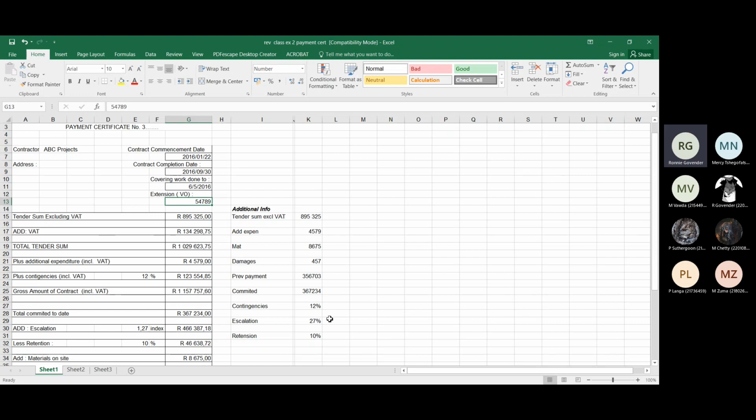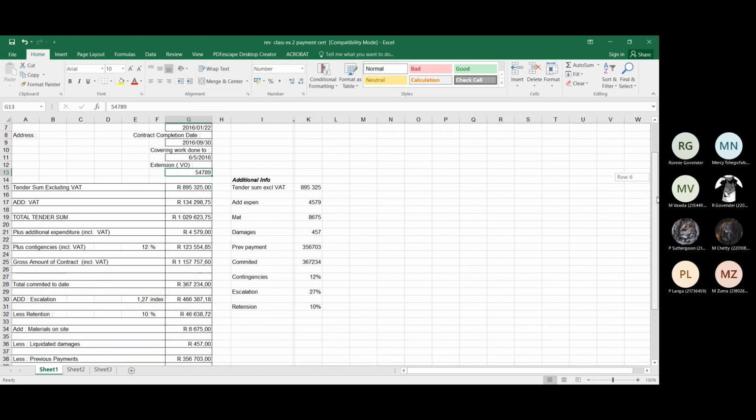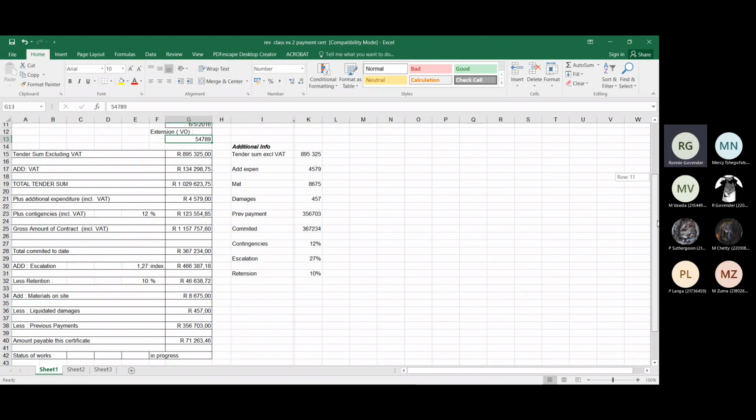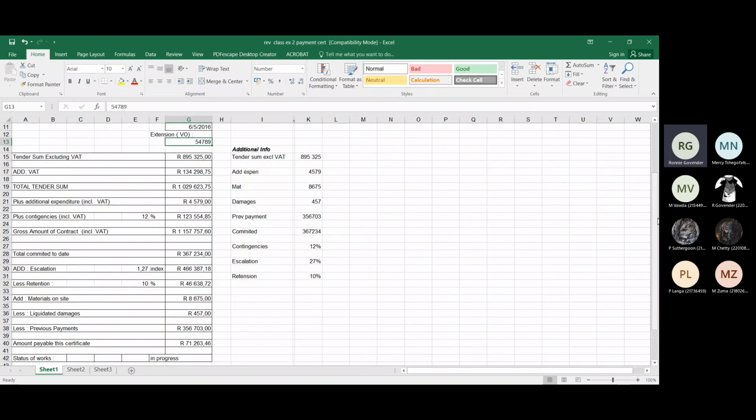And then in this instance, they said retention is 10%, meaning the client will owe 10% of the amount. Right. So this is how we're going to go. There's a standard payment certificate. It can vary slightly, but the crux of it should be the same, where we've got the tender sum excluding VAT, which in this case was 895,325.